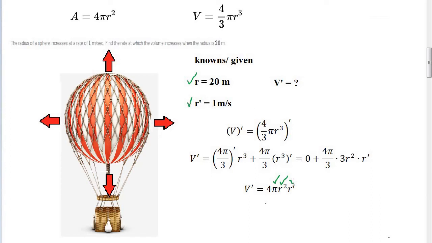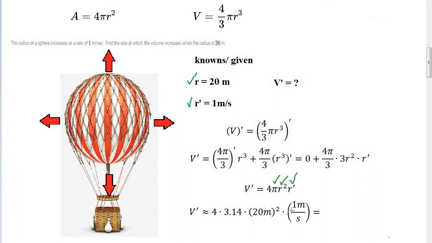So without any further ado, we readily have an expression for V prime of this form: 4 times an approximation for pi times the 20 meters squared times the value of r prime, which is 1 meter per second. Please don't be flamboyant with units, because units, as you will see in a second, are going to be a very important sanity check.